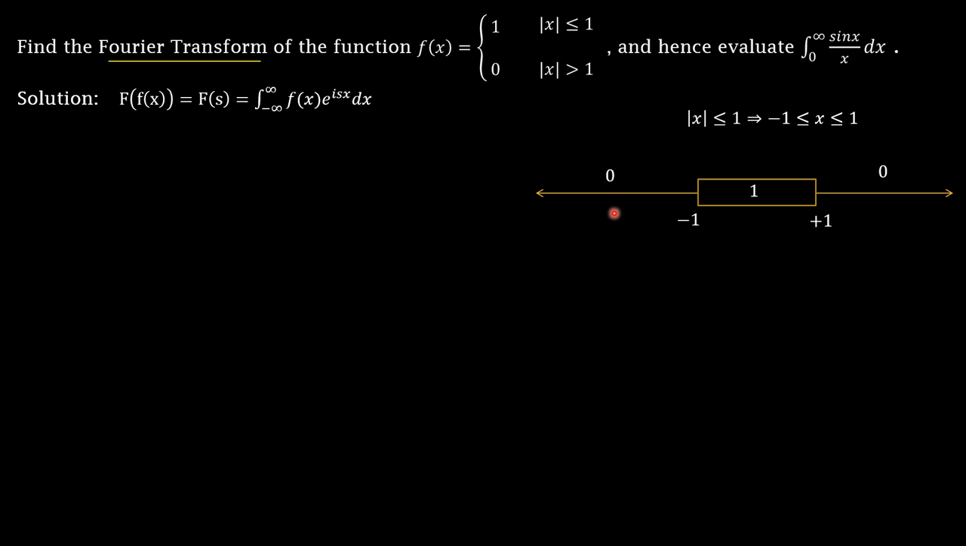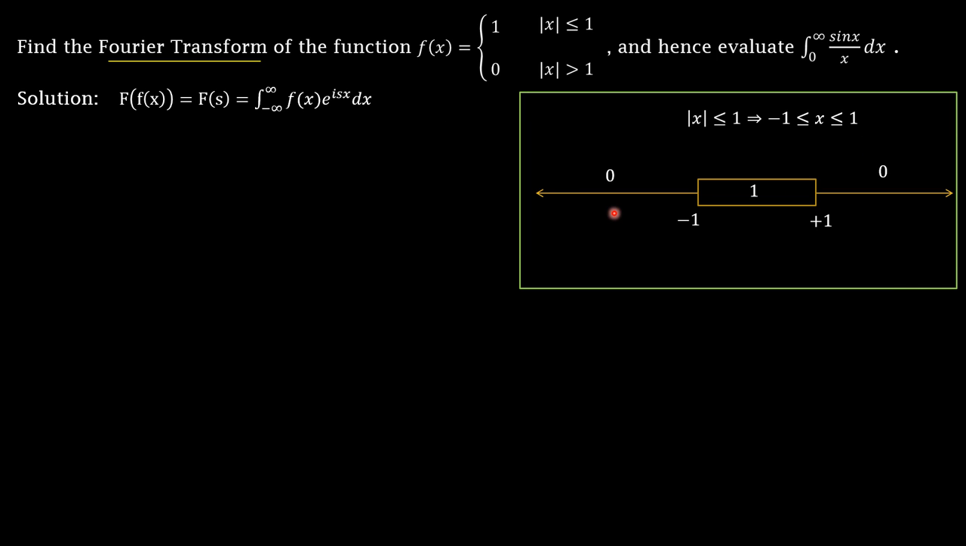So, finding the Fourier transform in the interval minus infinity to infinity is the same as finding the Fourier transform in the interval minus 1 to 1, because outside this interval the function value is 0.